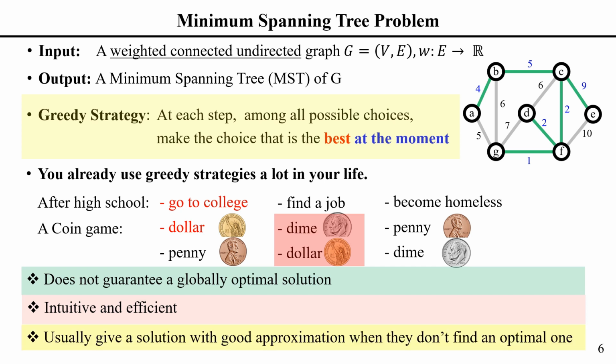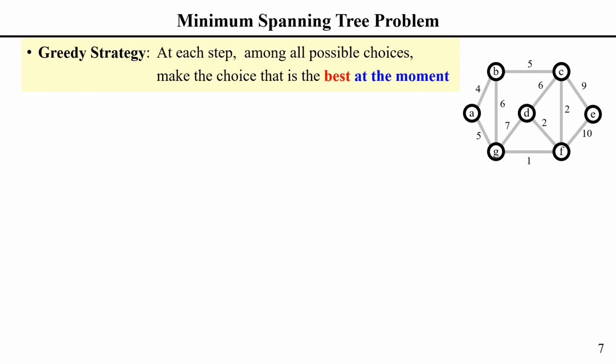Another reason we use greedy strategies is that sometimes they find the optimal solution, and in cases they don't, they usually give a good enough solution. Remember that greedy guy who chose the dollar coin at the beginning? They got a pretty good deal overall. Alright, that's greedy strategies in general.